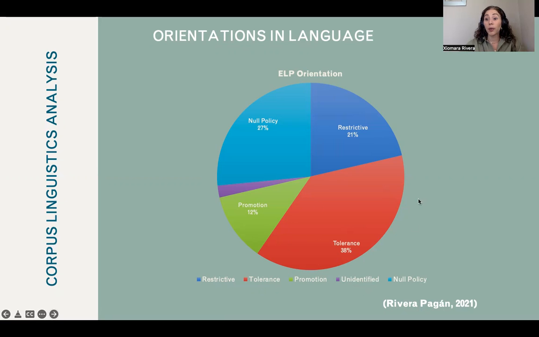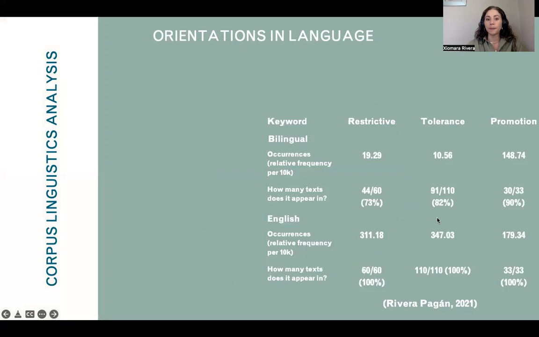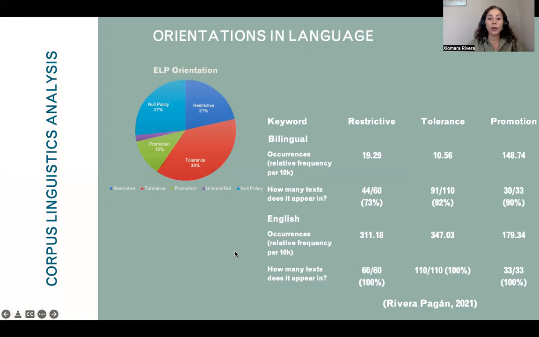After they were initially coded, we needed to investigate further to see if there were any patterns in terms of the corpus linguistics analysis that could give us more insight into this initial coding. And so we looked at the keywords of bilingual and English. In looking at them, you'll see that the relative frequency of bilingual increases from restrictive to promotion. It's far greater in promotion than it is in restrictive and tolerance.